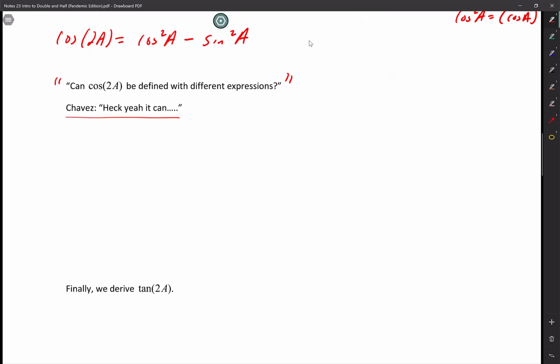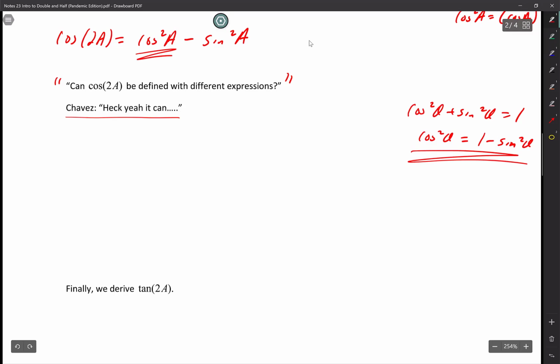So remember from last semester, the Pythagorean formula, cosine squared theta plus sine squared theta equals 1. I can replace the cosine squared with 1 minus sine squared. I have to keep the argument the same though, so instead of theta, I'm going to say a. So I'm going to write cosine 2a equals parentheses, 1 minus sine squared of a, close it, minus sine squared of a.